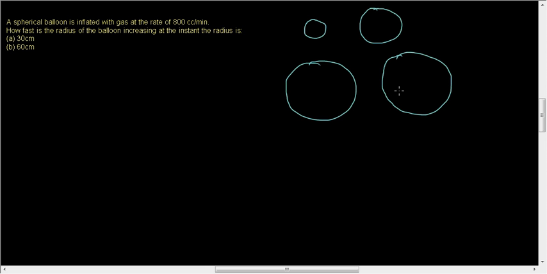We really should see that the radius doesn't change as much at 60 centimeters as it does at 30, because the smaller balloon has less volume.